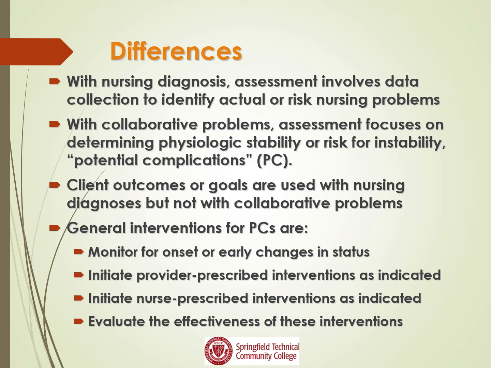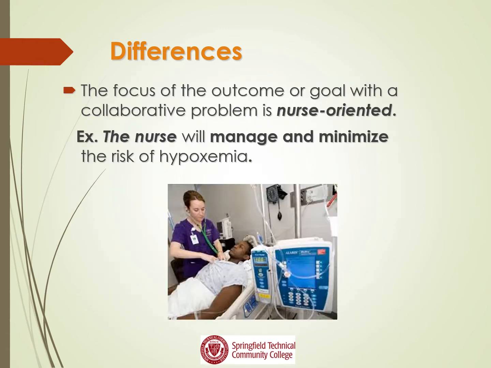The general interventions for potential complications, also known as collaborative problems, are: the nurse will monitor for onset or early changes in status. The nurse will initiate provider-prescribed interventions as indicated. The nurse will initiate nurse-prescribed interventions as indicated. And the nurse will evaluate the effectiveness of these interventions. The focus of the outcome or goal with a collaborative problem, like I just discussed, those four things are nurse-oriented.